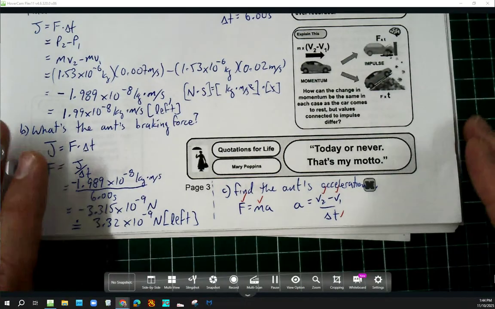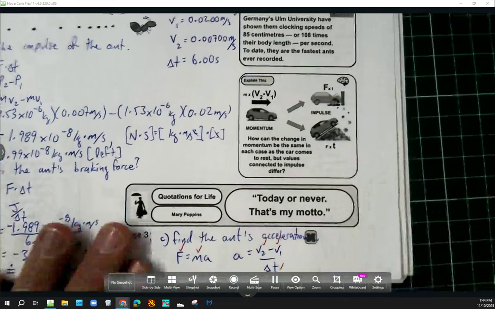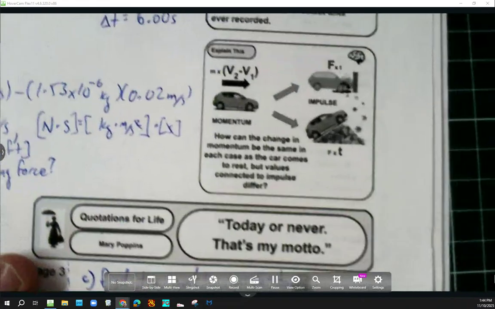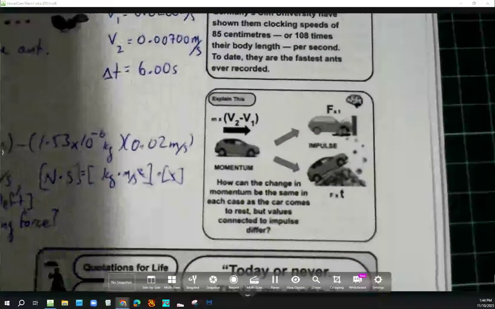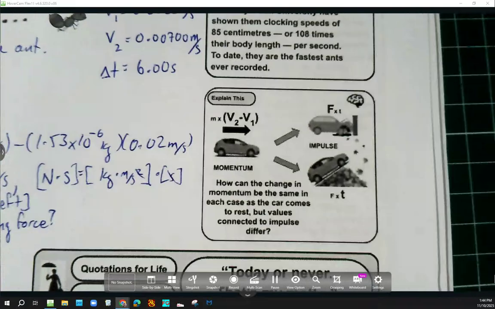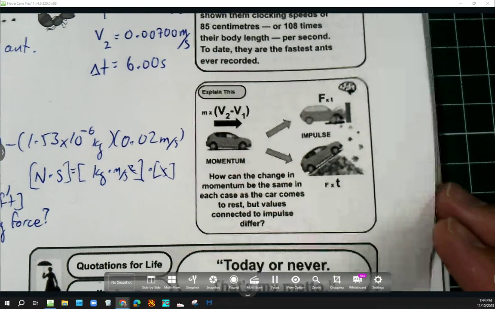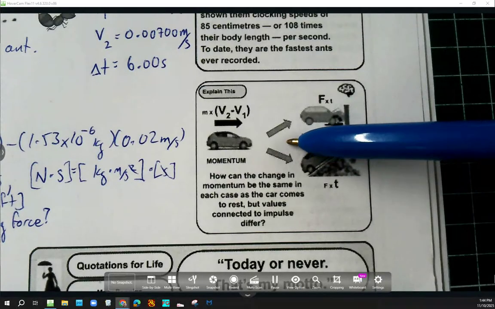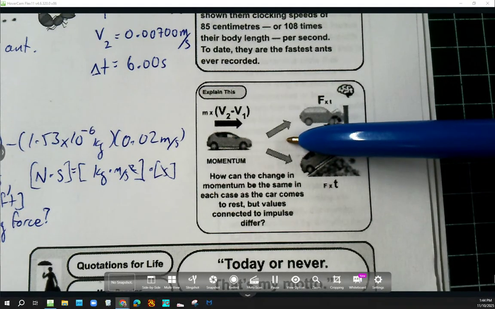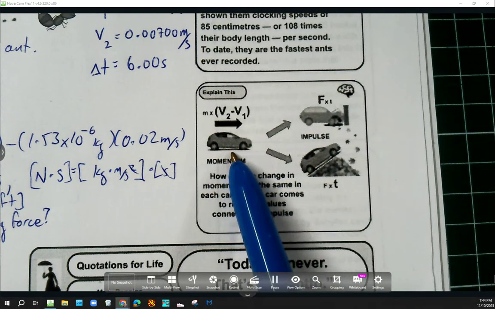There is one more thing though, and I want to focus in on this picture here, because some people get hung up on momentum and impulse, or change in momentum and impulse, having the same numerical values, and so why would we make a distinction? So I've got this little explain-this-situation that I want to draw your attention to. If this car comes to a stop, it could come to a stop in lots of different ways, but let's just examine two.